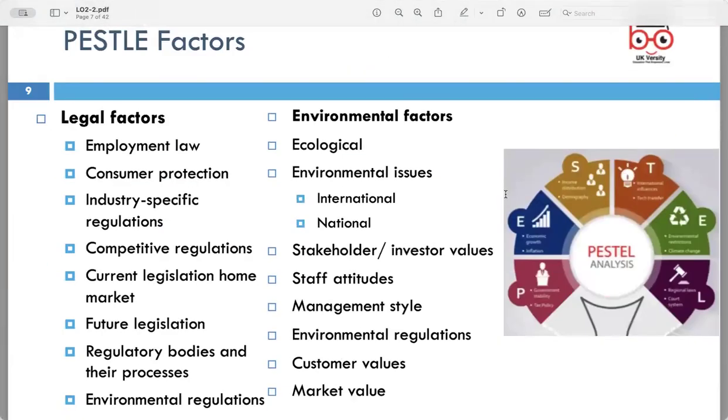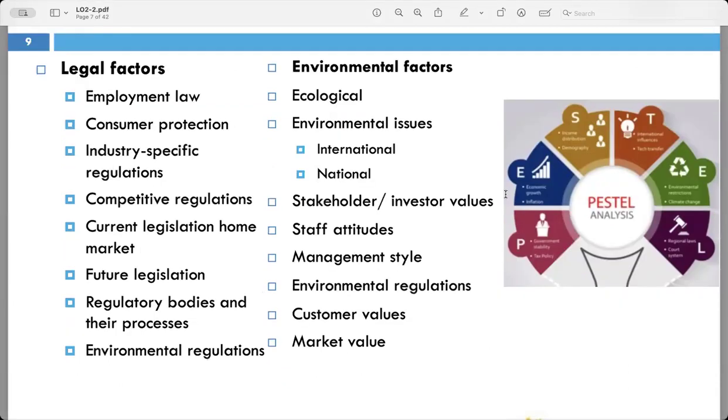Legal factors. Legal factors involve the legal framework and regulations affecting businesses like employment law, consumer protections, industry-specific regulations, competitive regulations, current legislation, home market, future legislation, regulatory bodies and their process, environmental regulations.